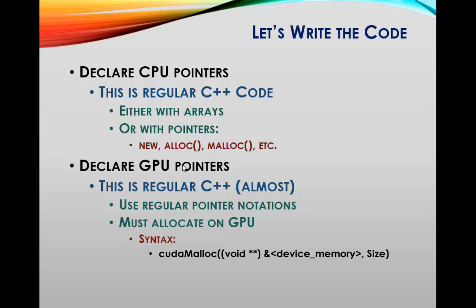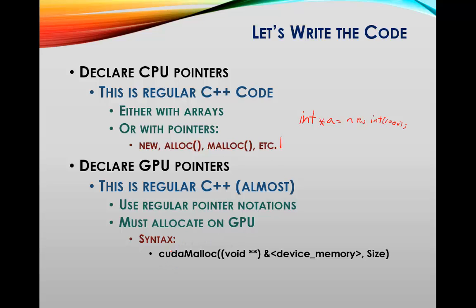Declaring GPU pointers is almost similar to declaring your host pointers or your CPU side pointers. Basically, you use regular pointer notations, and the only difference is in how you allocate the memory. With declaring values on the CPU side, you could basically do a malloc or an alloc or the new keyword to declare a pointer. So you do, for example, int pointer a equals new int 100, and so this is on the CPU side. Then you can declare 1000 integer values.